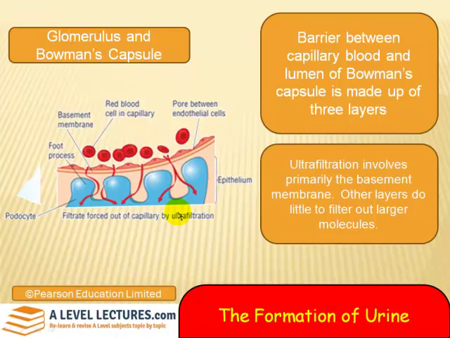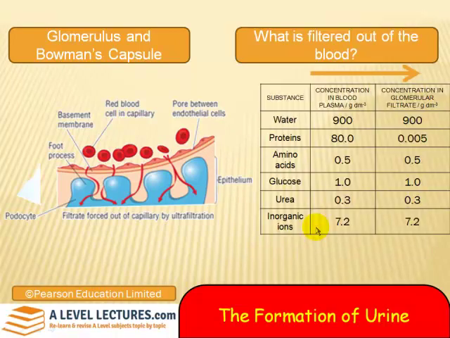Now, most of the ultrafiltration involves the basement membrane. So this bit here is where most of the filtration occurs. Other layers do little to filter out larger molecules. Now this is what happens when the blood is filtered. Here we're going from the glomerulus into Bowman's capsule, hence the arrow. What happens to the concentrations?